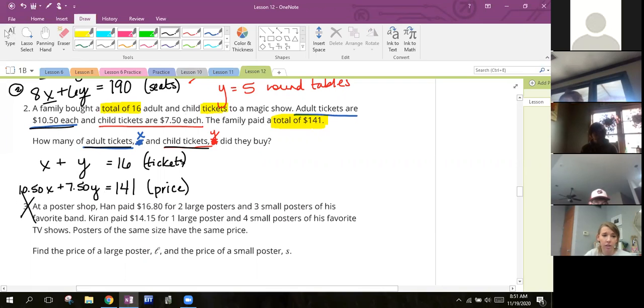All right, so there are our 2 equations. So that is our system of equations that we use this little bracket thing to represent.